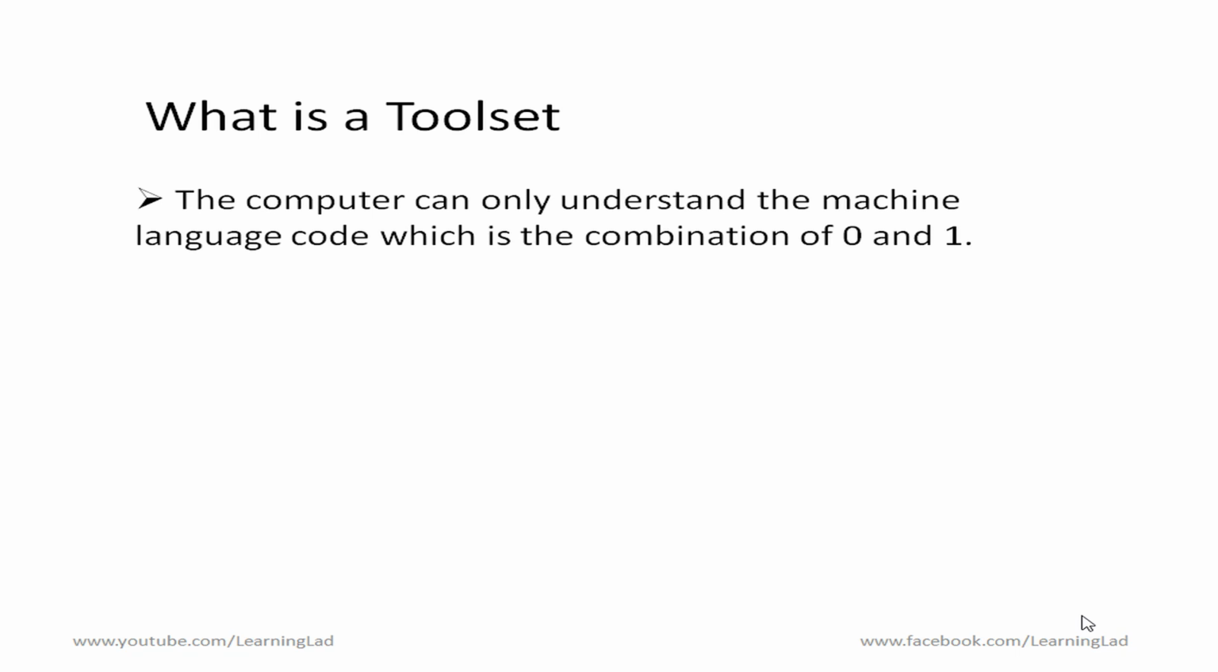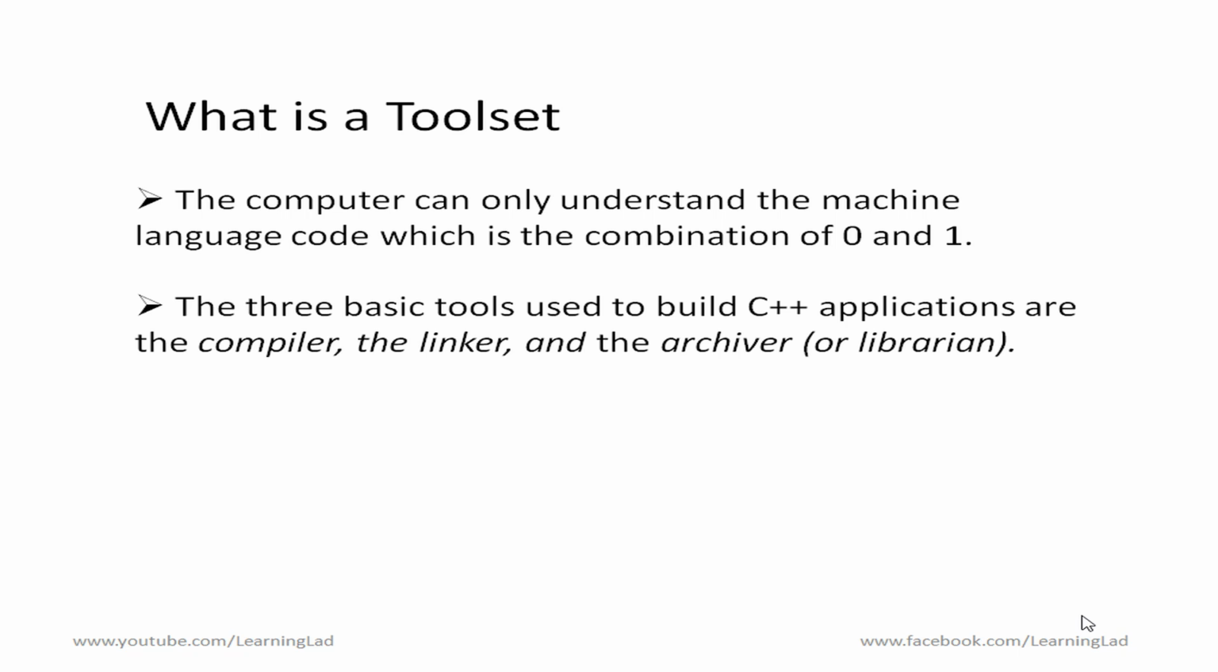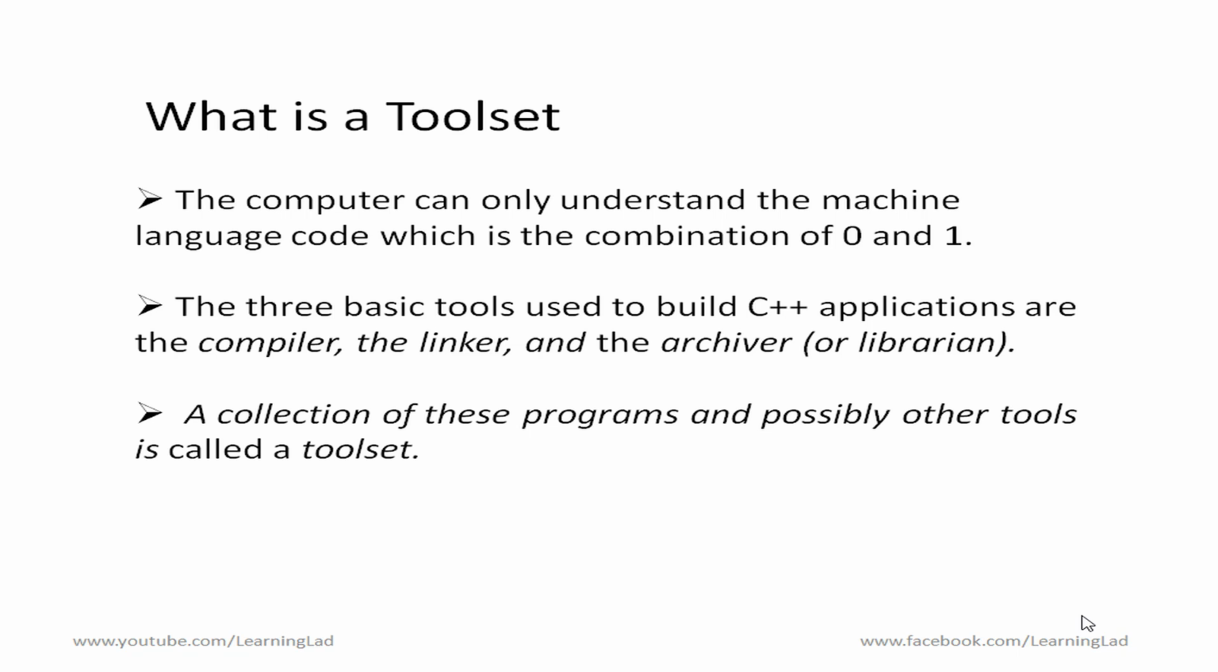So the computer can only understand the machine language code, which is the combination of zeros and ones. All of you know that computer can only execute the code written in zeros and ones. The three basic tools used to build C++ applications are the compilers, the linkers, and the archivers. So we're gonna use these three tools and we're gonna convert our C++ source file to an executable one which we can execute. A collection of these programs and possibly other tools is called a toolset. Or we can say that the combination of the compilers, the linkers, and archivers together is called a toolset.